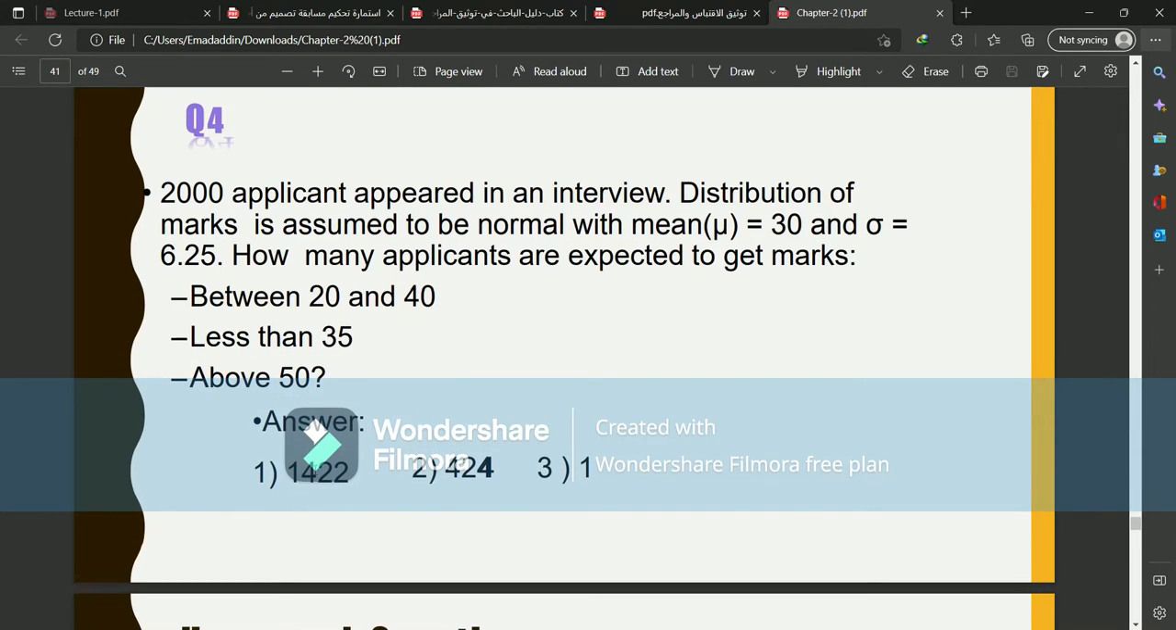Answer: 1422 for between 20 and 40, and for less than 30 it is 1000, and the third one, which is above 50, is 1.